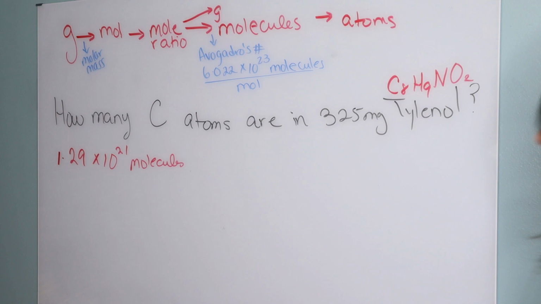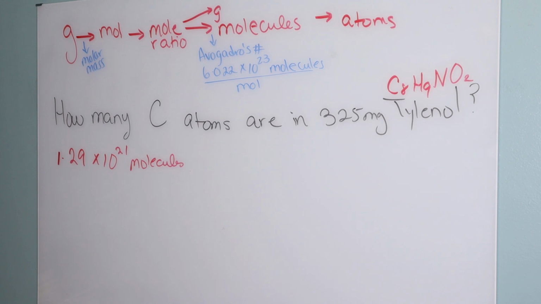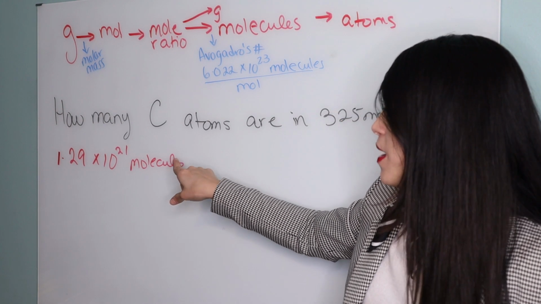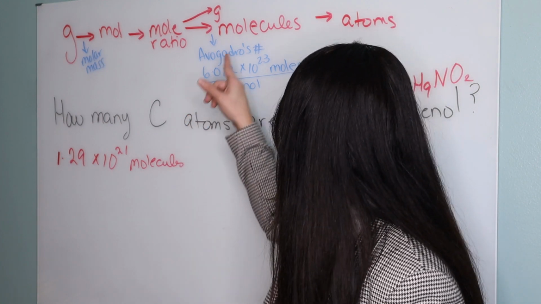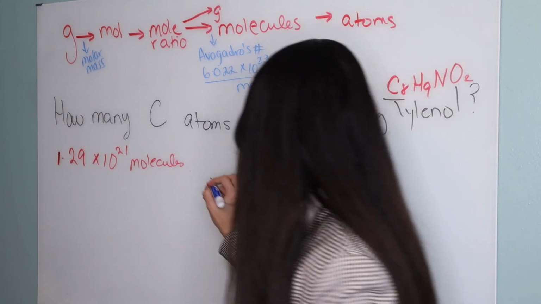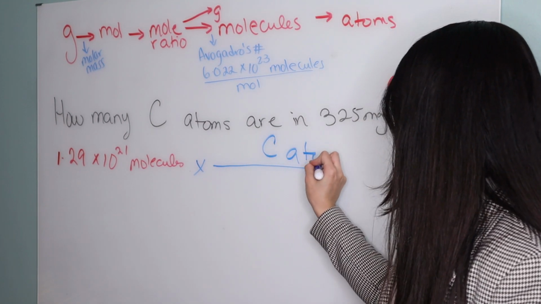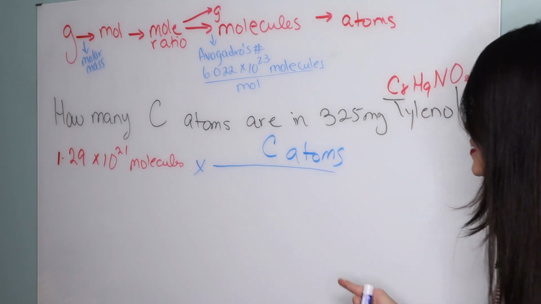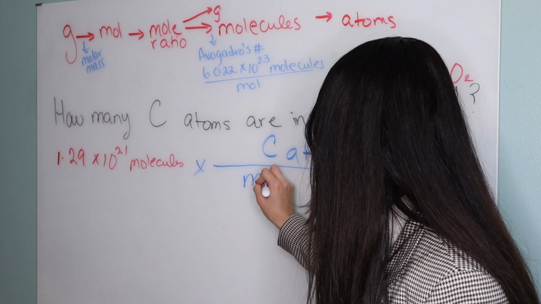The next question is asking, how many carbon atoms there are in 325 milligrams of Tylenol? And I've written over here the chemical formula that we found out at the beginning of the question, and over here we have the amount of molecules that we found in the previous question. So now they're asking us to go from molecules to atoms. So let's go ahead and do that. We want carbon atoms, so whatever I want is going to go at the top, carbon atoms, and I want to get rid of molecules, so that's going to have to go at the bottom.